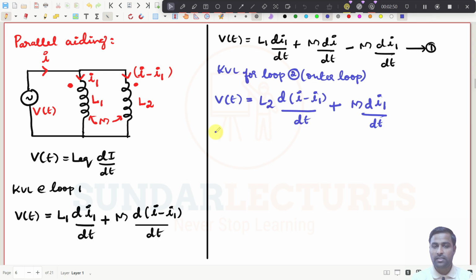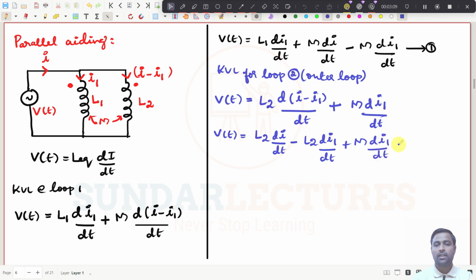So if we further simplify, this is V of t. If we further simplify this, L2 di by dt is one term, minus L2 di1 by dt is the other term, plus M into di by dt. This is expression number 2, right? This is expression number 2. And see, both expressions are same, V of t, V of t. So what I can now do, 1 can be equated to 2.